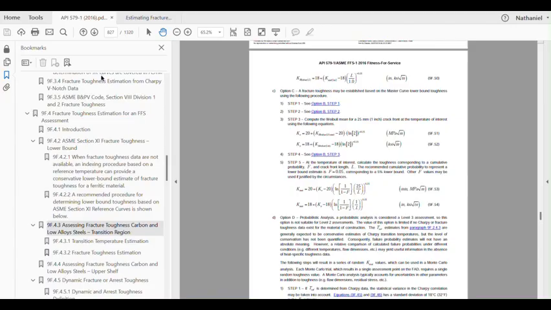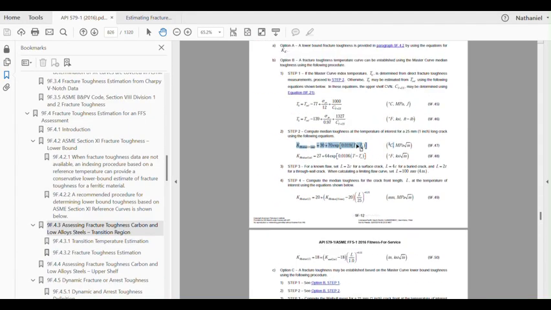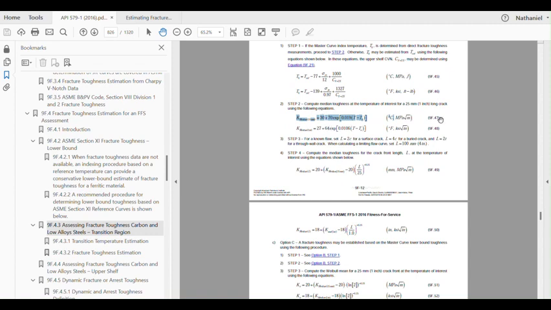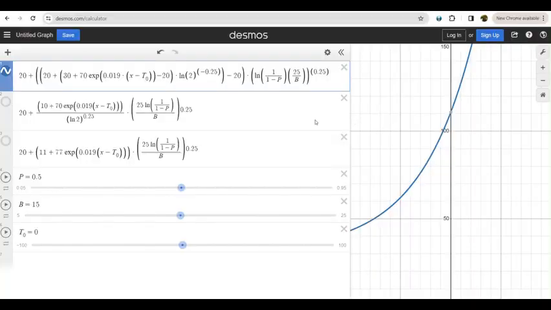So let's go over here. And the base equation that we're looking at here is equation 9F.47. And that's 30 plus 70 exponent 0.019 t minus t naught. That's in degrees Celsius. Outside of that equation is the Weibull K naught equation. And it's going to be the Kmat inside there, and then minus 20, and then that's going to be multiplied by a natural log of 2 to the negative 0.25 power, and then add 20 to that.